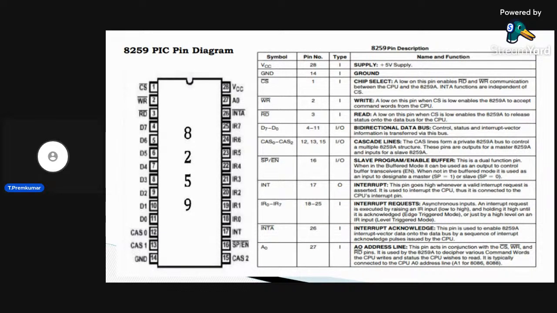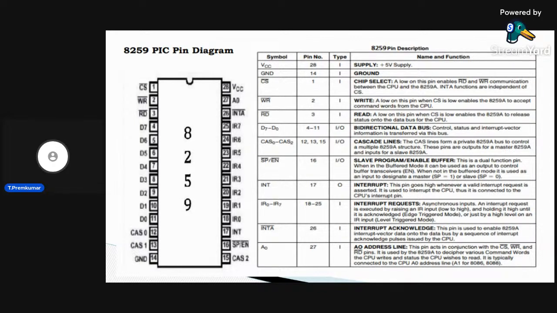You have 28 pins. On the left side you have 14 pins, and on the right side you have 14 pins. So in general, what are the symbols we have? VCC is for the plus 5 volt supply, and GND is the ground. CS is the chip select for read write operation, WR is write, and RD is read.